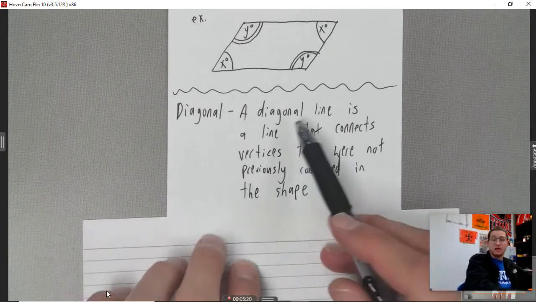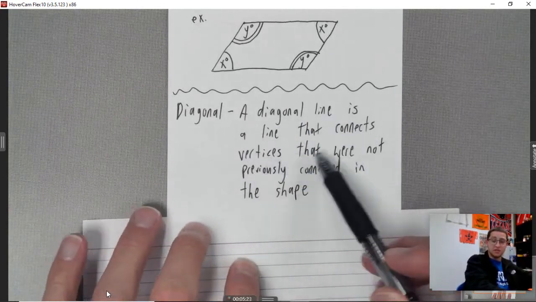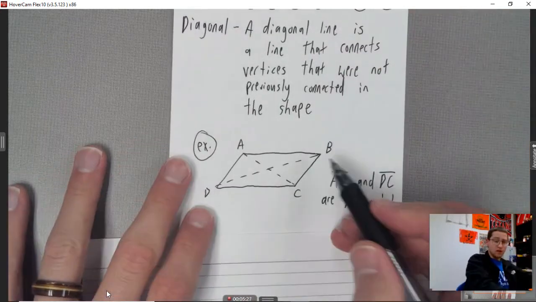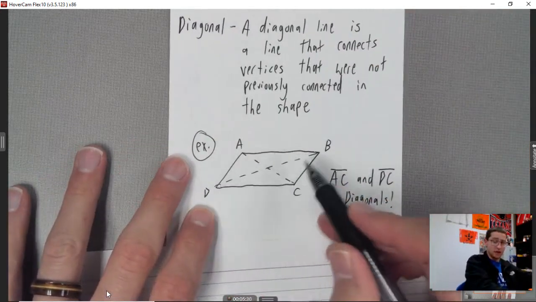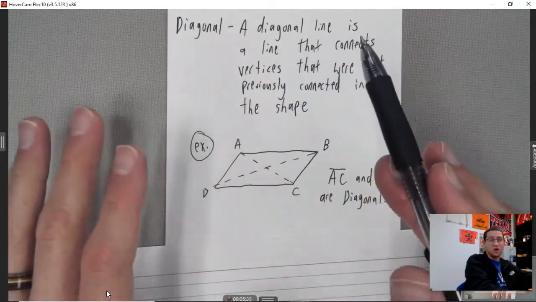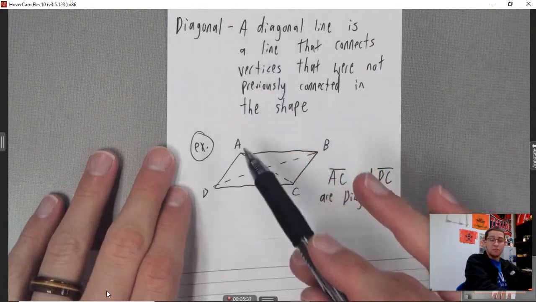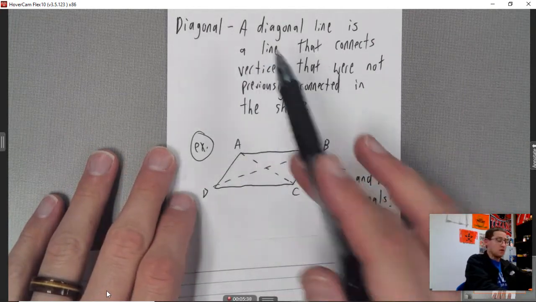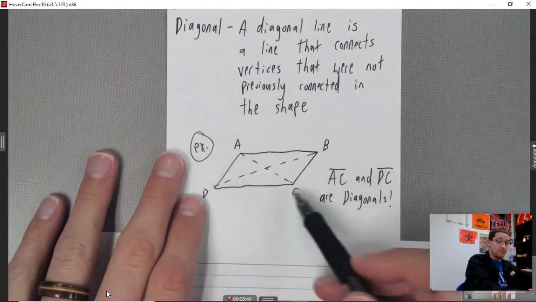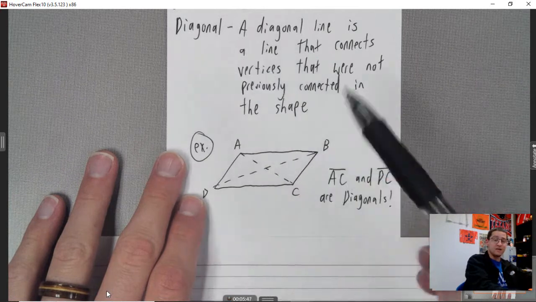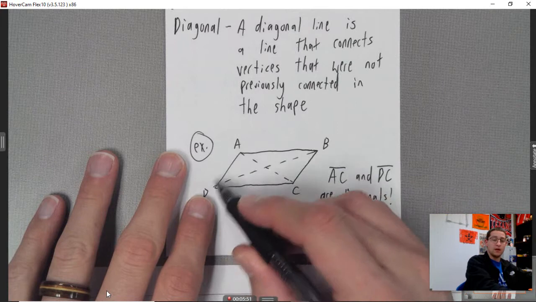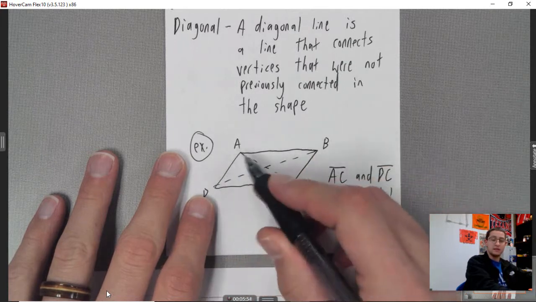A diagonal line is a line that connects vertices that were not previously connected in the shape. So, if we look at this shape right here, here's my parallelogram. Now this is not just in the context of parallelograms, but since we're talking about parallelograms today, I'm putting it into the context of a parallelogram using the definition of diagonal. The diagonal is the vertices that were not already connected. ABCD is a parallelogram.